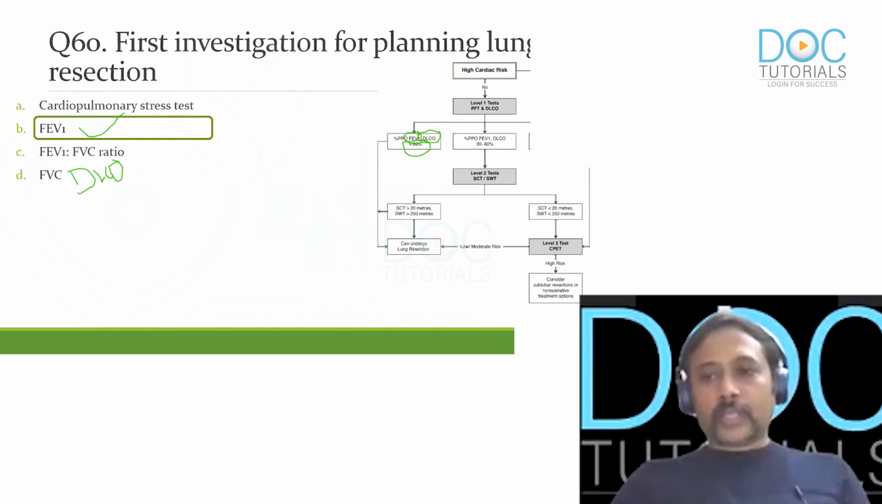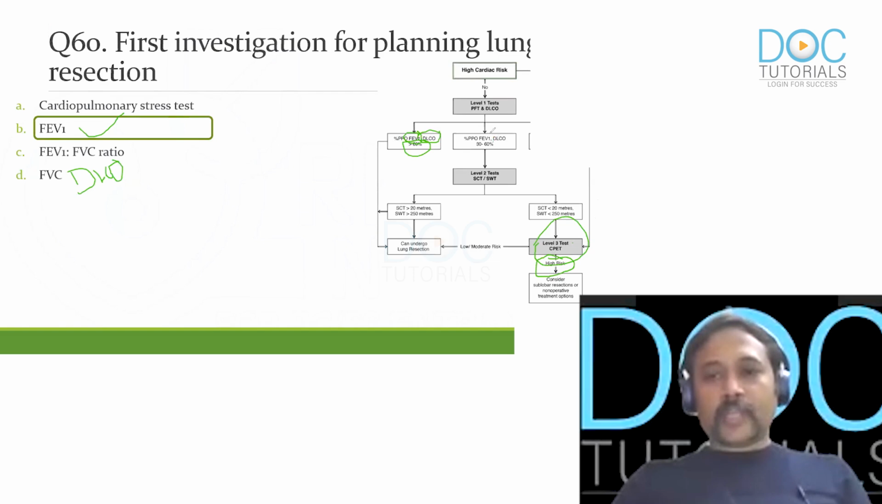When it is less than 30%, on the other hand, that is when you will do the cardiopulmonary exercise testing. And if you do a cardiopulmonary exercise testing and he is found to be fit, still you will treat it as a high-risk procedure, but you will try to do a limited resection or the non-operative treatment modalities.